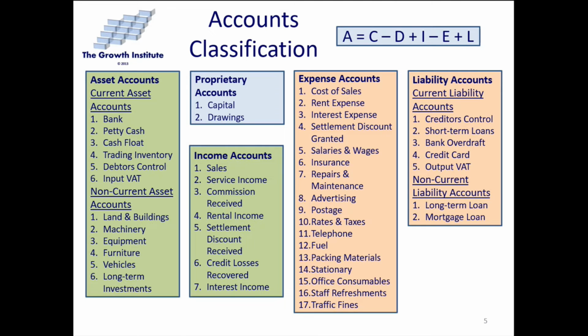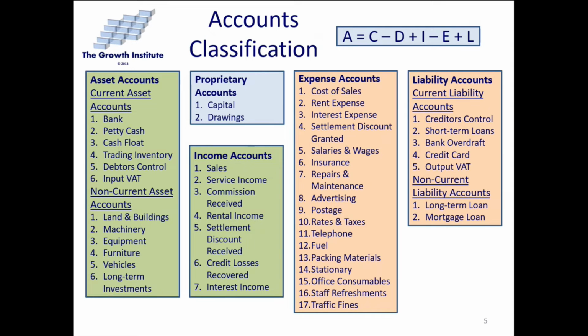If the owners put in money, that is capital. If the owners take out money, that is drawings. Then we have income accounts. These are the things that we do to make money. Firstly, and most important, is sales. All our sales is income. All the services that we charge for is income. All the commission that we receive as a company is income.